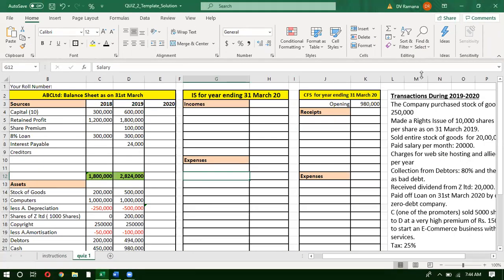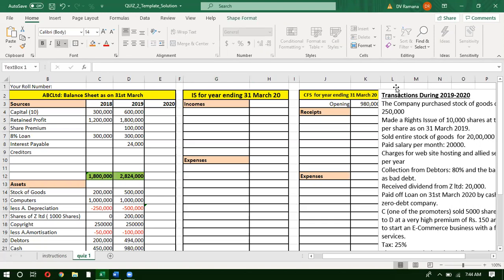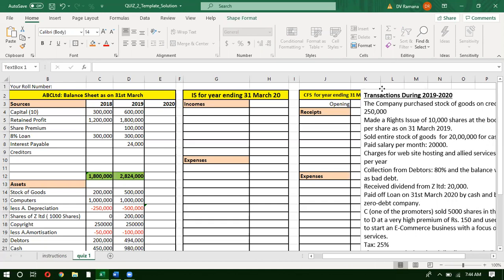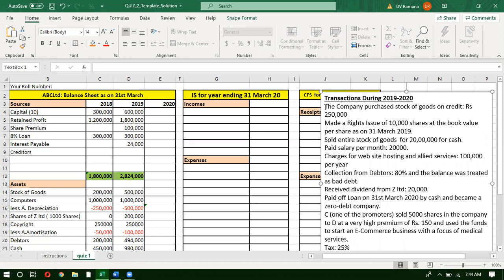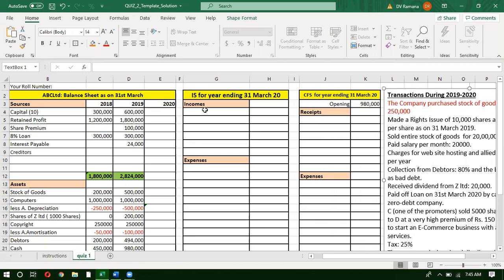So the first transaction the company did in 2019-20 is the purchase of stock of goods for 250,000 on credit. So these creditors will increase and the stock will increase to the extent of 250,000.